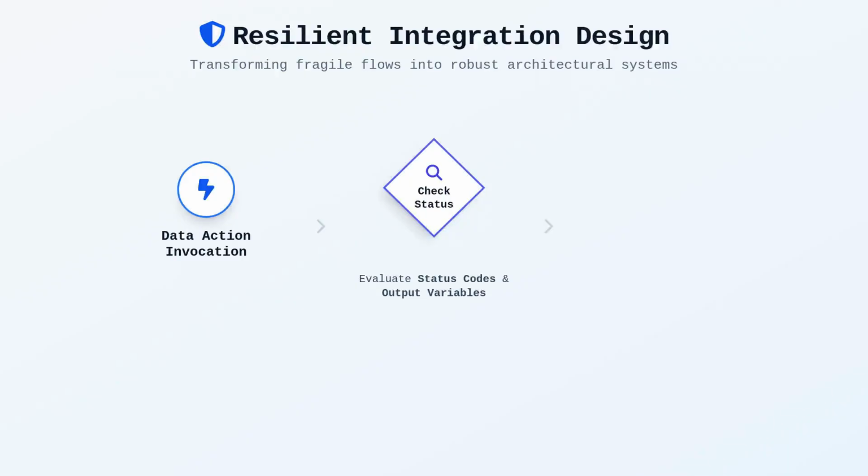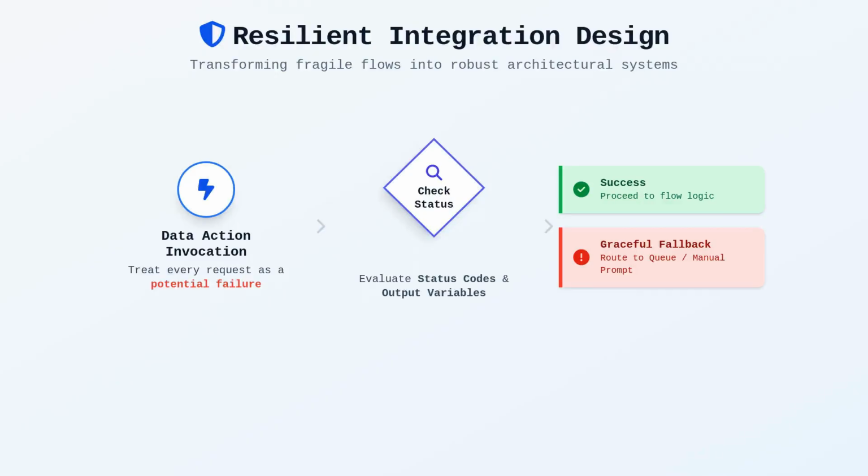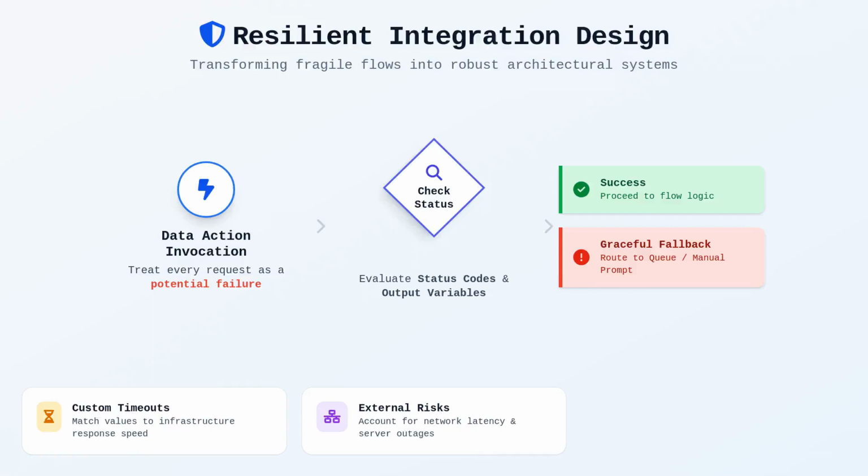If an action fails or triggers a timeout, you should provide a graceful fallback, such as routing the caller to a general queue or prompting them for more information manually. Good design dictates that you treat every inbound data request as a potential point of failure, setting custom timeout values that are appropriate for the expected response speed of your external infrastructure.